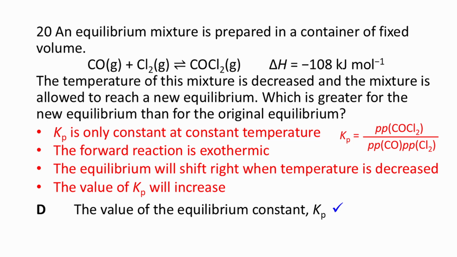The Kp expression is shown here. It is equal to the partial pressure of COCl2 divided by the partial pressure of CO multiplied by the partial pressure of Cl2. Because the equilibrium shifts to the right, the value of the numerator increases and the value of the denominator decreases, so Kp increases. Option D is the correct response.